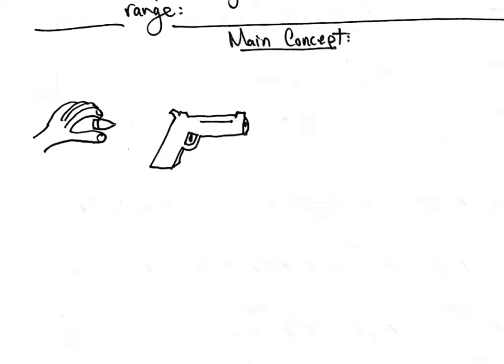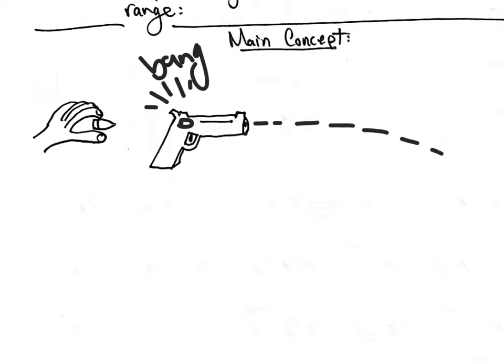Okay, so the main concept involved in projectile motion is, here we have an example. So I am holding a bullet, and I'm also holding a gun, and the gun has a bullet inside it. And what's going to happen is the gun is going to go bang, and the bullet is going to go like that. Now the reality is this is not drawn to scale, okay? But the bullet is actually going to trace the path of a parabola, right? And so that's somewhat parabolic.